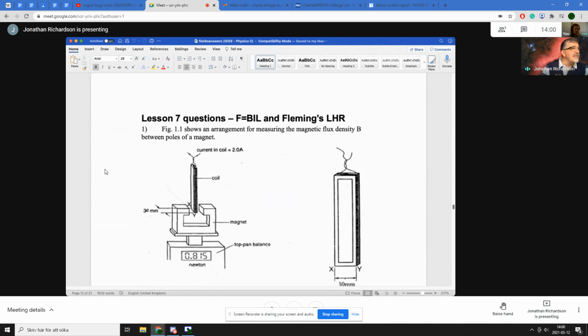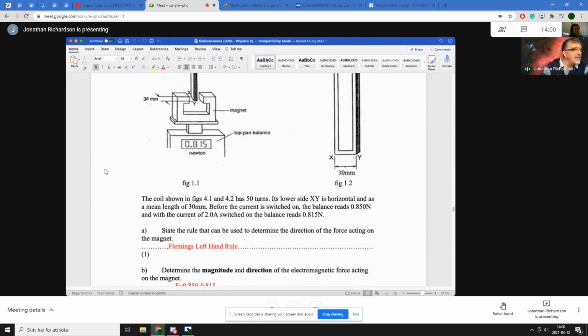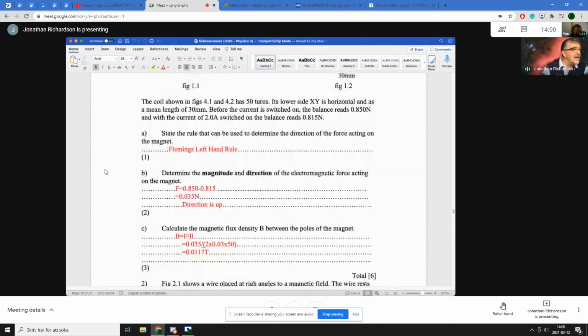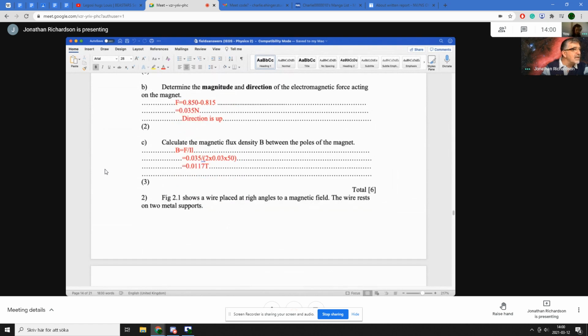Yeah, the turning effect here. We did mention Fleming's left-hand rule. Force is magnetic field times current times the length of the piece of wire. So we have covered it. So again, this is force equals BIL. So it's just rearranging the formula.